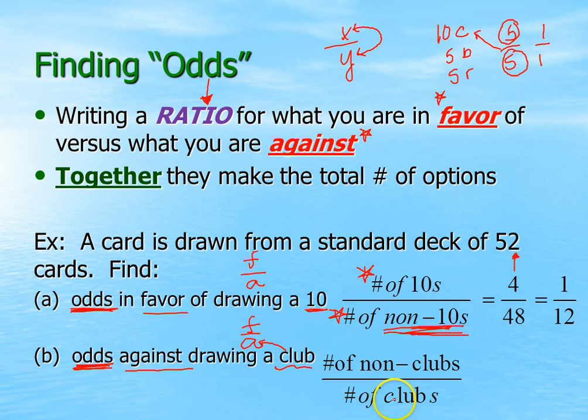Now, clubs is one suit, right? How many cards are in a suit? 1 through 10, Jack, Queen, and King. So how many clubs? 13. How many non-clubs?